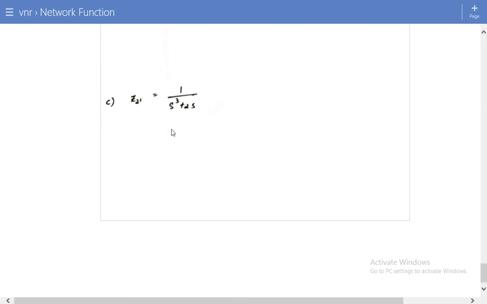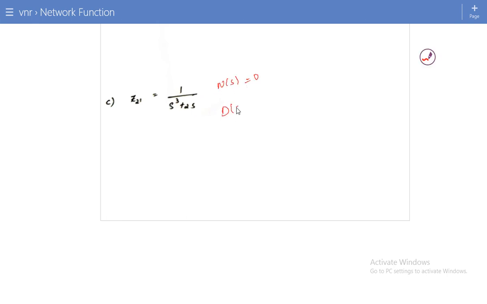In the last function we have 1 by s cube plus s square. The numerator degree is 0 and the denominator degree is 3, so the numerator degree is less than the denominator degree, and we can say the sixth condition is satisfied. Here s cube plus s square means the s power 1 term and the s power 0 term are missing, so the fourth and fifth conditions are also satisfied, right?